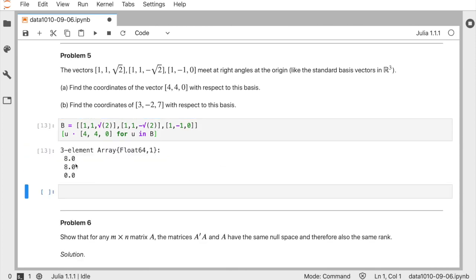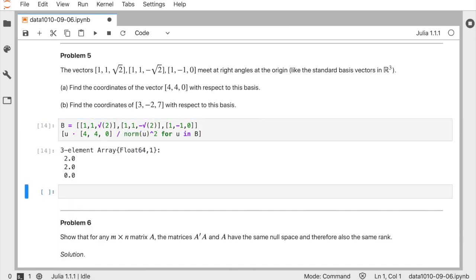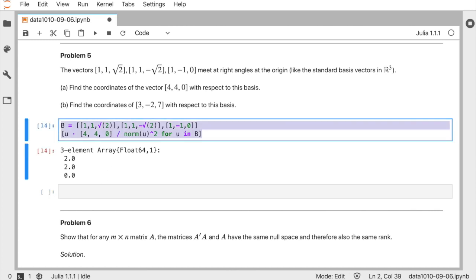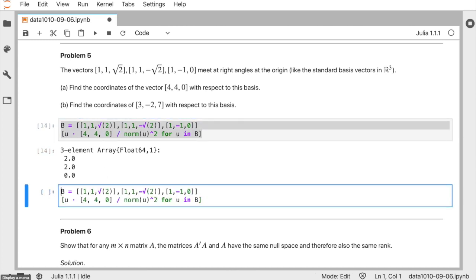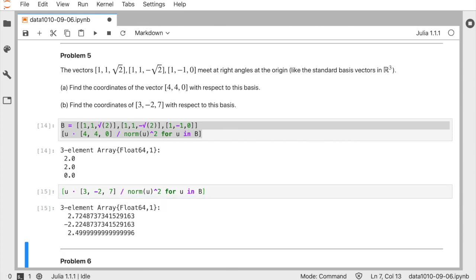And it gave me 8, 8, 0, which is incorrect. It should have been 2, 2, 0. And what I can see is that I forgot to divide by the squared norm of U. And that gives me 2, 2, 0. And then, of course, we can just do the same thing with 3, negative 2, 7. And I get the coordinates with respect to that basis.